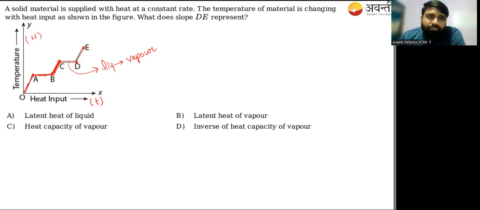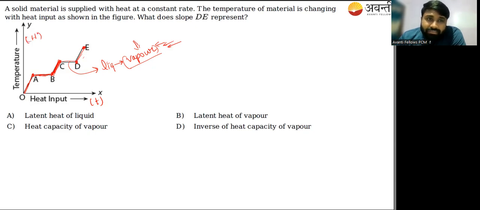And from D to E, what will happen then? We are giving energy to the vapor. Okay. We are giving energy to this vapor. So this will be nothing but the specific heat that we supply. If the heat is not changing the state, and the heat is only changing the temperature of the substance, that heat is the specific heat capacity. Okay. Or heat capacity of the substance. So here the substance that we have at D is vapor.